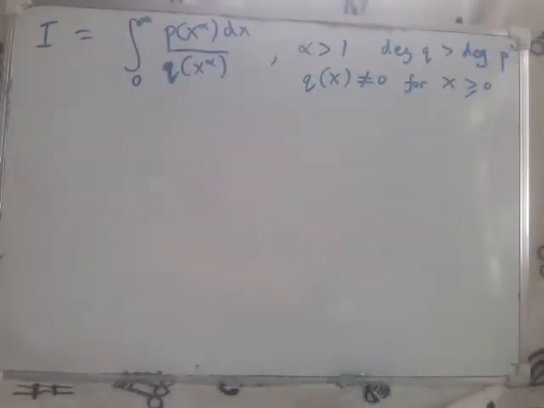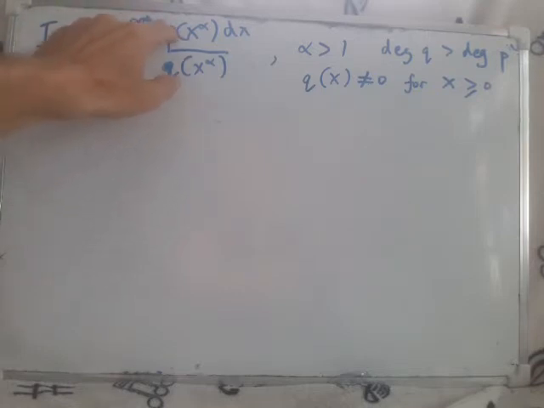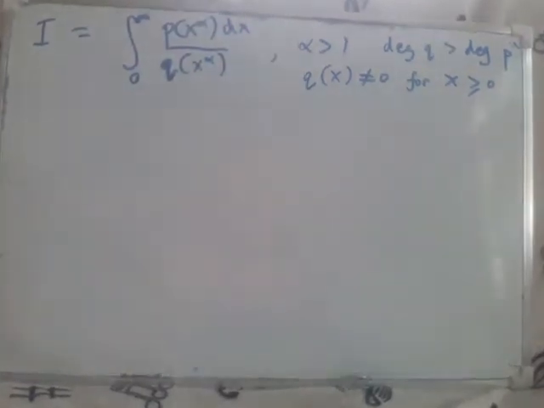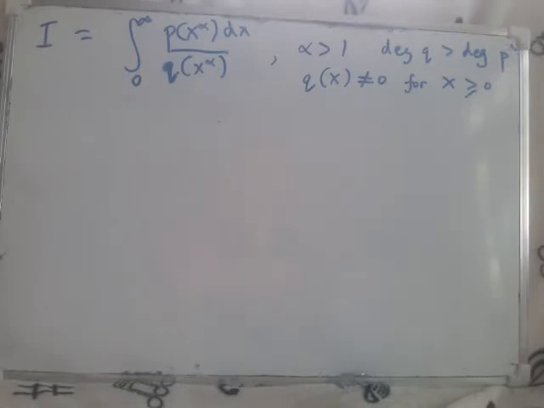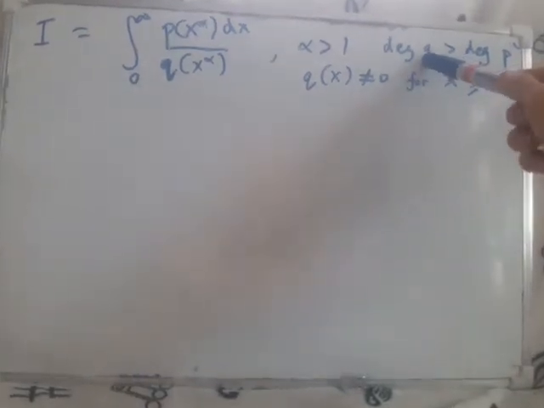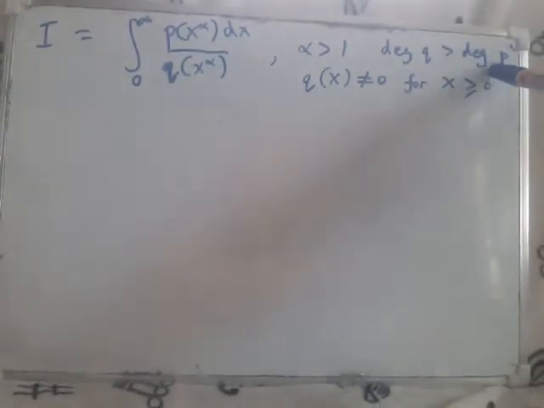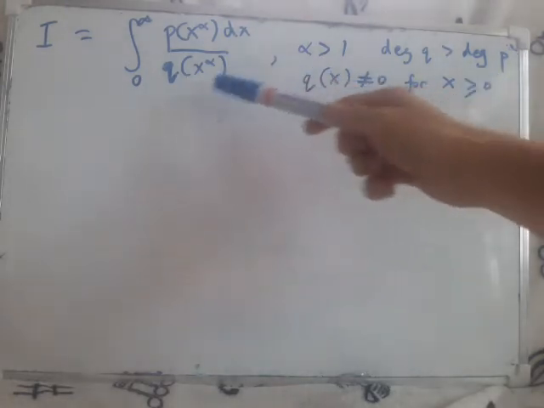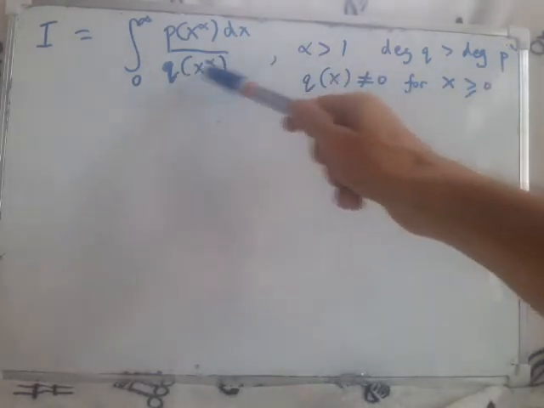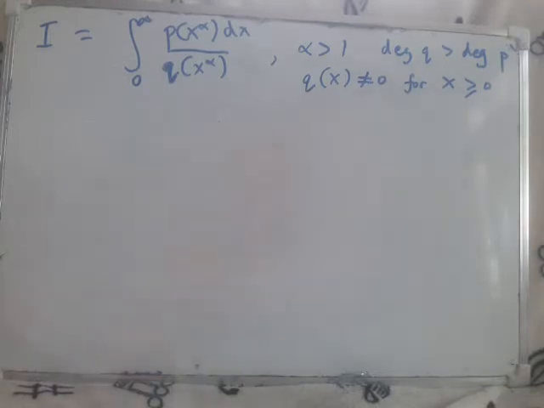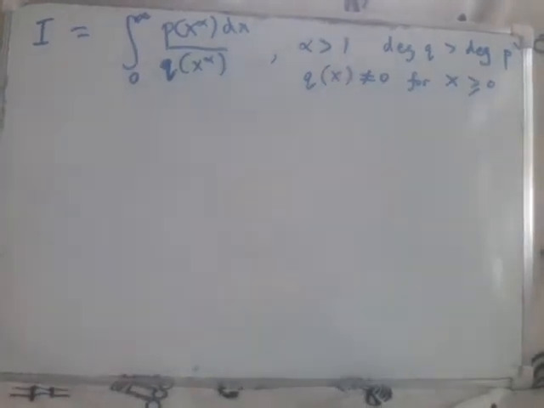So the integral we've got here is between 0 and infinity. We've got two polynomials, p and q, but they're now of x to the alpha, where alpha can be any number greater than 1, so it doesn't have to be an integer. The condition we have is that the degree of q must be larger than the degree of p, so it must be at least 1 larger than the degree of p. And also the polynomial q is not allowed to have any zeros along the real positive axis.